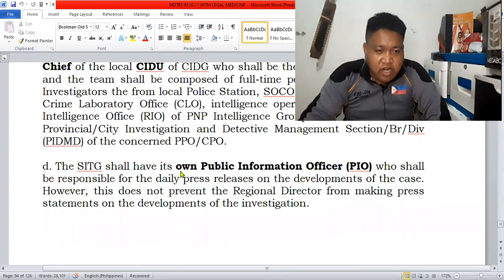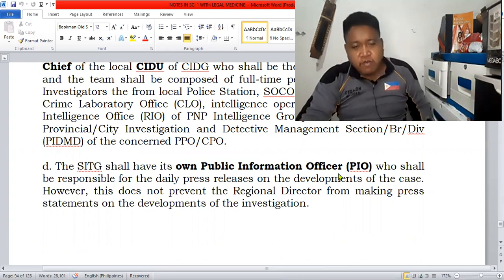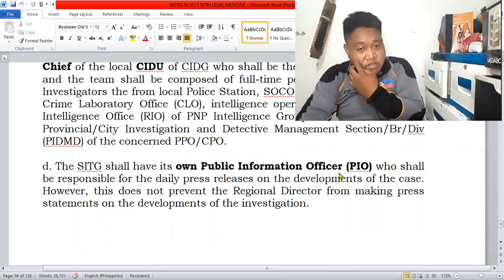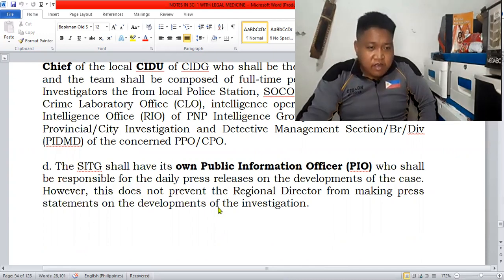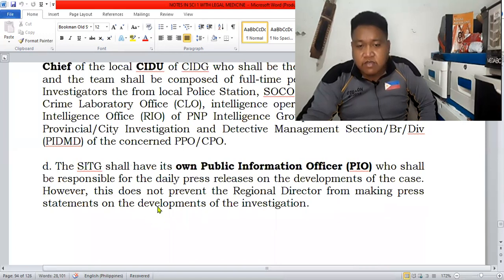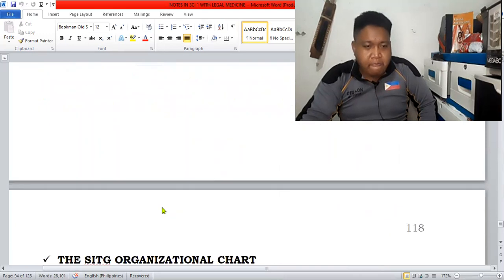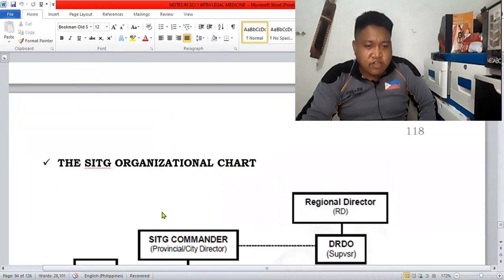The SITG shall have its own public information officer who shall be responsible for the daily press releases. Okay? However, this does not prevent the regional director from making press statements on the development of the investigation. The organizational chart, yeah.